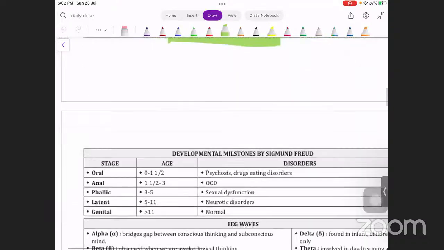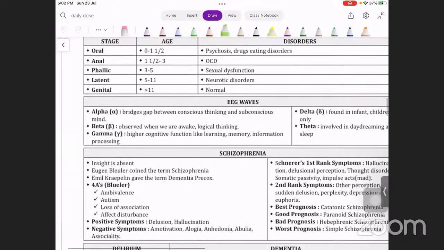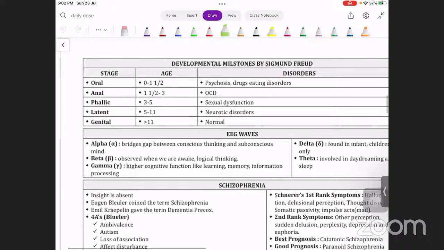Apart from that, you have the developmental milestones. Oral is 0 to 1.5 years, anal 1.5 to 3, phallic 3 to 5, latent 5 to 11, and genital more than 11. And apart from that, EEG waves.